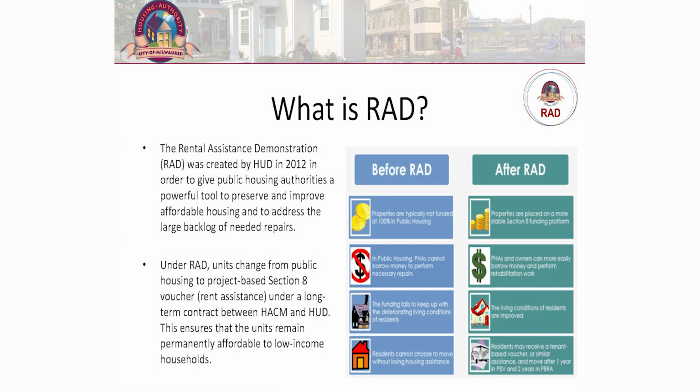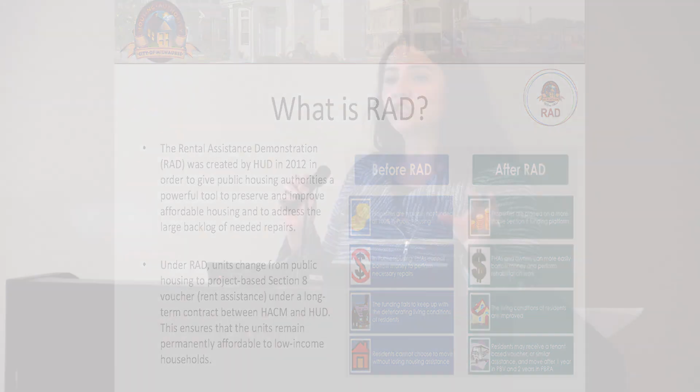All right, so this is going to get into the weeds a little bit, and I'm not sure who is all in the room, so if I'm going too fast, just please raise your hand and interrupt, ask questions. So RAD is the conversion of a public housing subsidy to a project-based Section 8 subsidy. So it's still funded by HUD, but it's coming from a different pot of money at HUD. A project-based Section 8 voucher is a voucher that stays with that property, with that building.